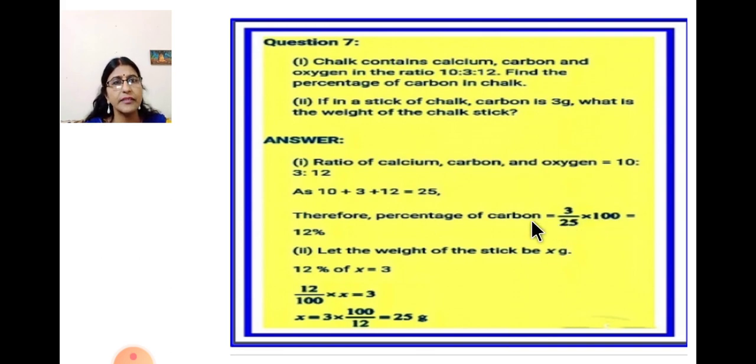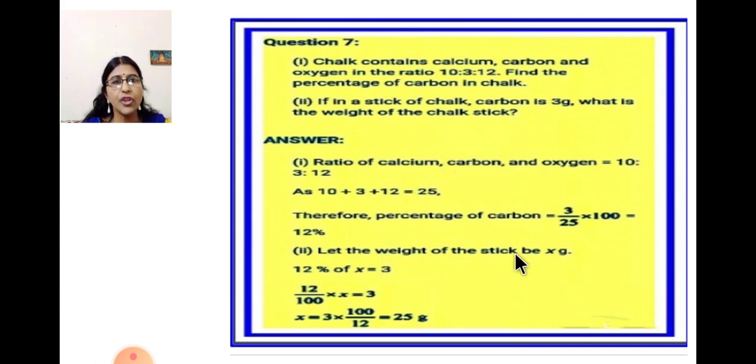And then we'll reduce it. As you know, 25 fours are 100 and then 4 threes are 12. So on reducing you will get 12%. So the percentage of carbon in chalk is 12%. Now the next part of the question, if in a stick of chalk carbon is 3 gram, what is the weight of the chalk stick? So they have given here the weight of carbon, which is 3 gram, and you have to find out the weight of the chalk stick.